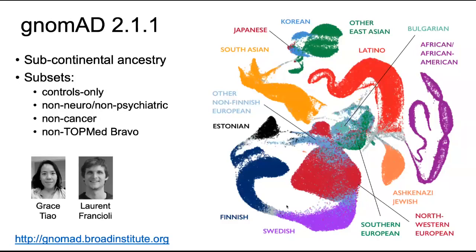Excuse me, can I ask a question? Yep. When you say controls only, what diseases have been watched? I should mention that gnomAD is not a disease cohort, it's actually a collection of different cohorts from the broader community. So when it says controls only, it's control regarding what? Regarding that particular data set. So we don't have very much information about it.